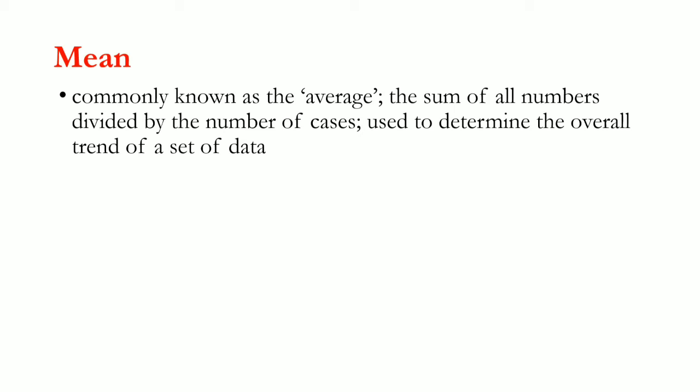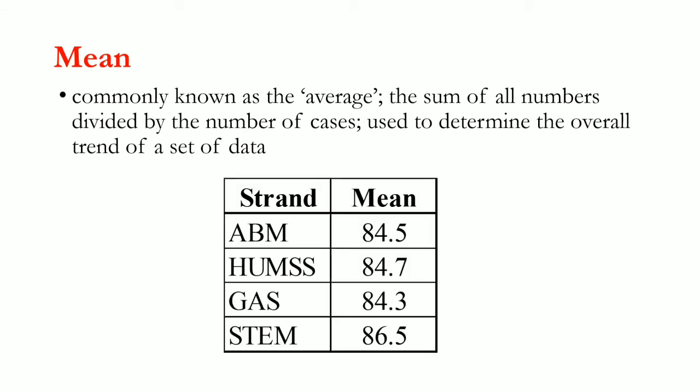This is used to determine the overall trend of a set of data. For example, you are aiming to determine the overall performance of the students under each strand. For example, ABM, HUMSS, GAS, STEM.